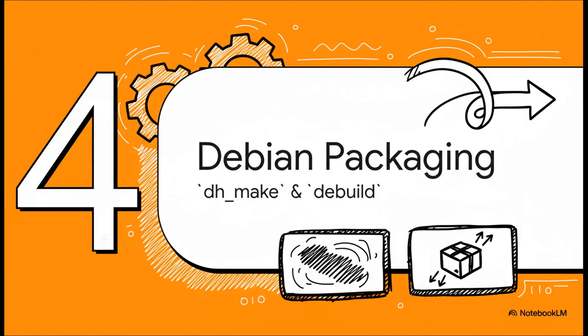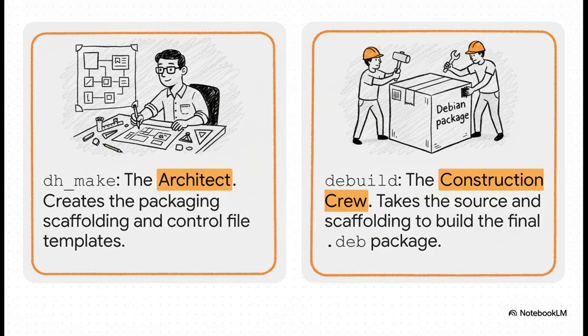Now we get to the real heart of the Debian-specific stuff. These two commands, dh_make and dpkg-buildpackage. These feel like where the real magic happens. What do they actually do? This slide has the perfect analogy for this. Think of dh_make as the architect. It looks at all our files and it draws up the official blueprints for the package. It creates all the scaffolding. Then dpkg-buildpackage is the construction crew. It takes those blueprints and all of our source files, and it actually builds the final installable deb package.